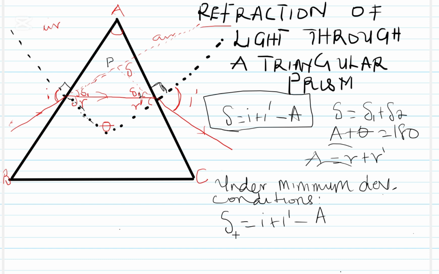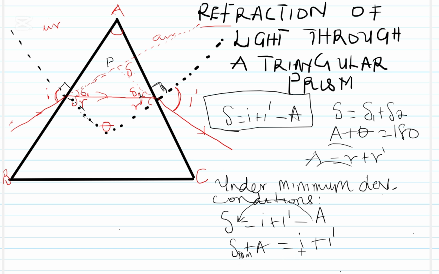But now we're going to move this negative A across. When we move it across, we now have our total deviation plus A, it's a minus, and once it moves over, it becomes a plus, is equal to I plus I prime. All right. Now, what do we do with this very information? Let's make a distinction here by saying at this point, it's going to be deviation minimum, which means under minimum deviation.